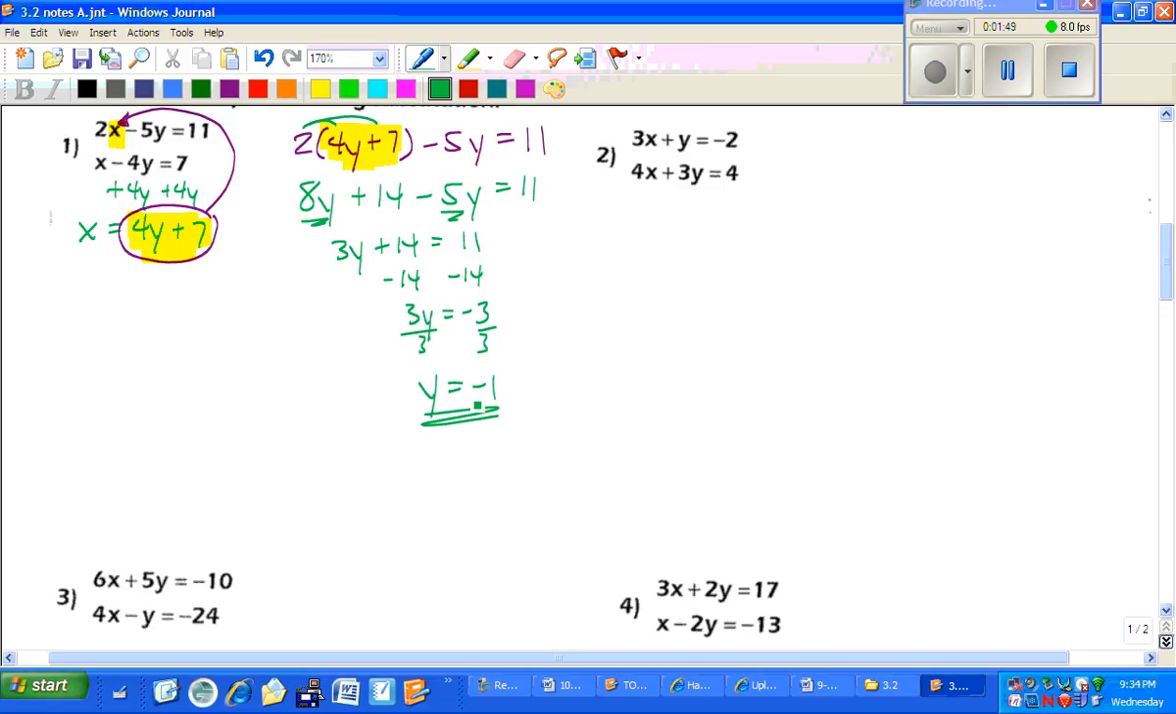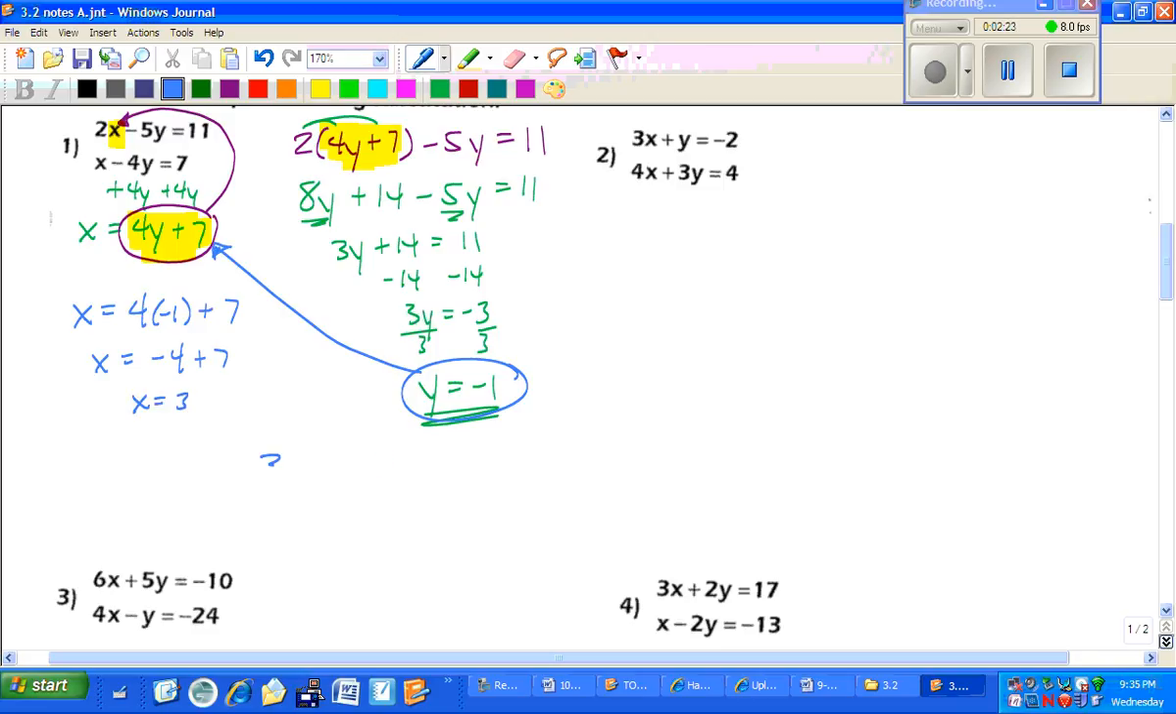Don't forget, we're not done yet. Sometimes you get the impulse, we get y equals, x equals, we think we're done, but we have to find the point, the ordered pair where these two lines intersect. So we have an x value and a y value. So to find the x value, we're just going to take the y value that we found and put it back into the equation that we solved for before. x equals 4 times negative 1 plus 7. So x is negative 4 plus 7, which comes out to 3.